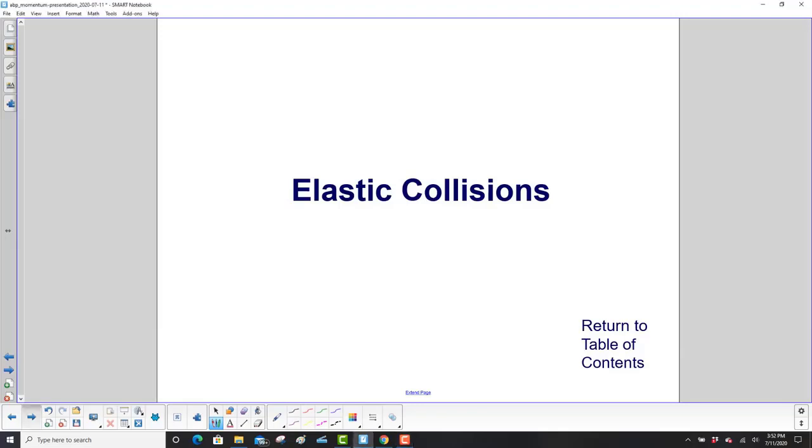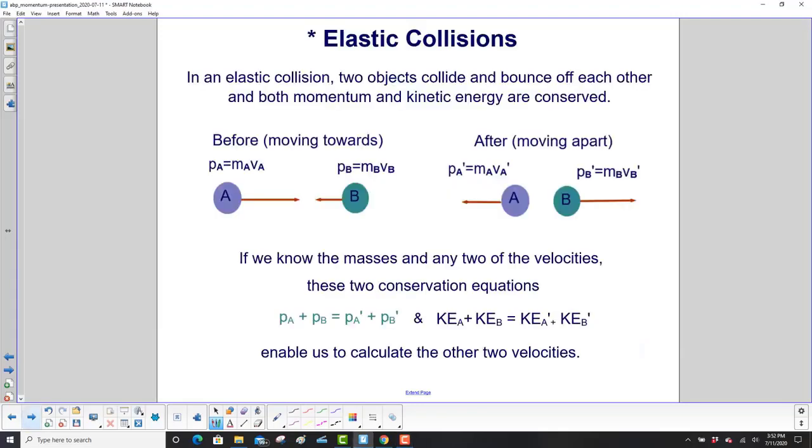Elastic collisions. In an elastic collision, and I'm sorry if it sounds like I'm emphasizing elastic here, but that's the only way I can make sure it doesn't sound like inelastic collision. So in an elastic collision, two objects collide and bounce off each other, and both momentum and kinetic energy are conserved.